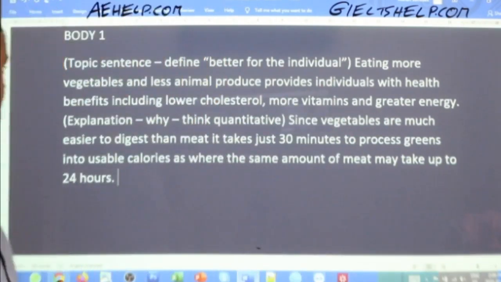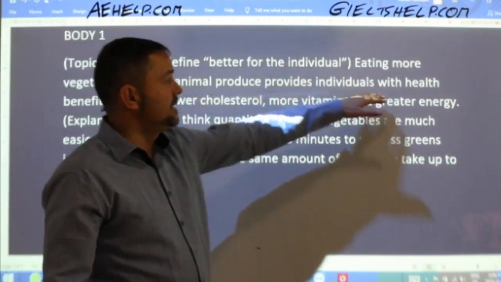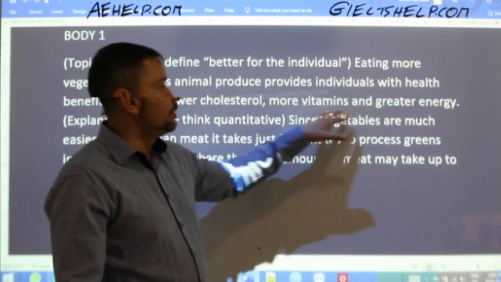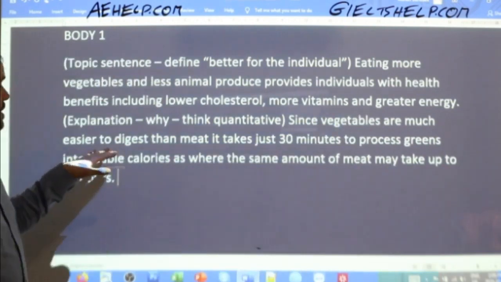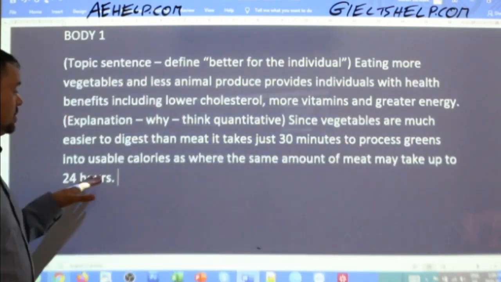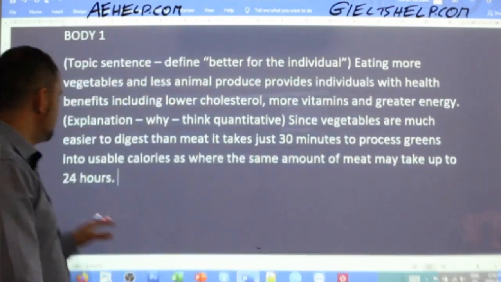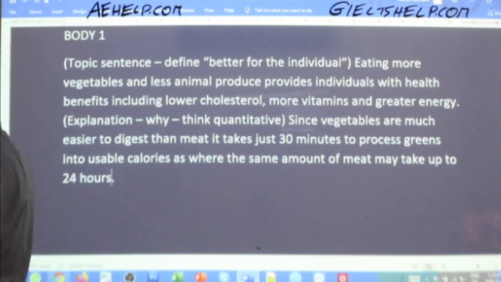All right. So eating more vegetables and less animal produce provides individuals with health benefits, including lower cholesterol, more vitamins, and greater energy. Since vegetables are much easier to digest than meat, it takes just 30 minutes to process greens into usable calories, as where the same amount of meat may take up to 24 hours for digestion. Okay, make it a little bit clearer.